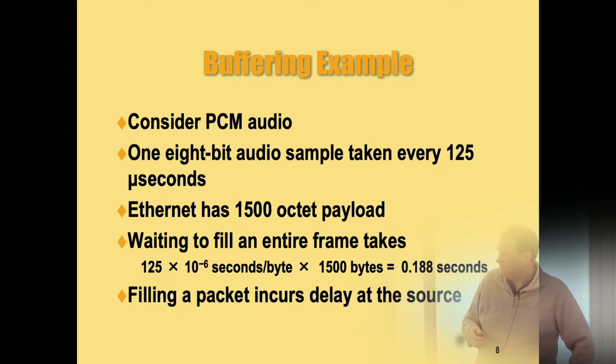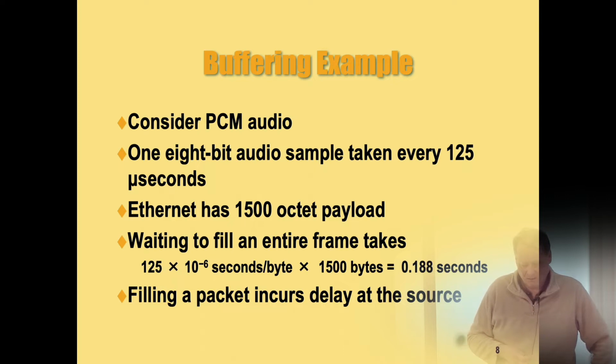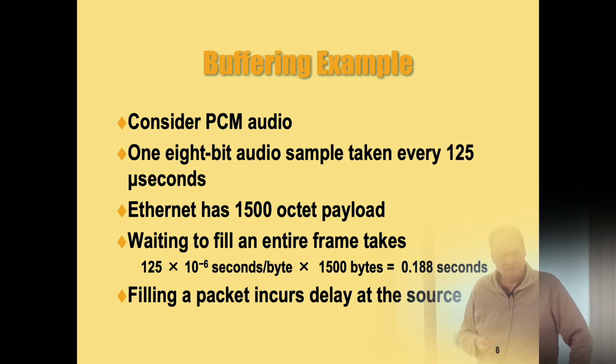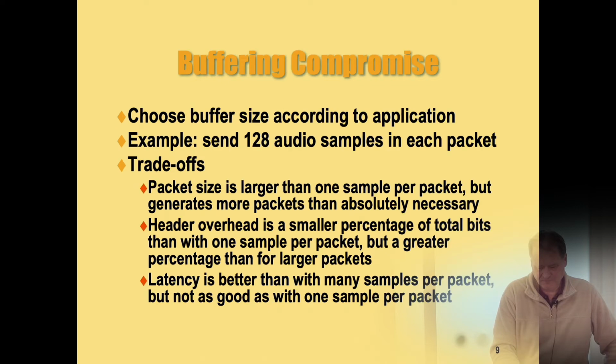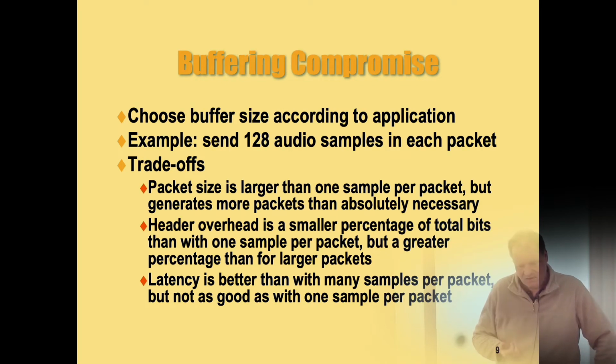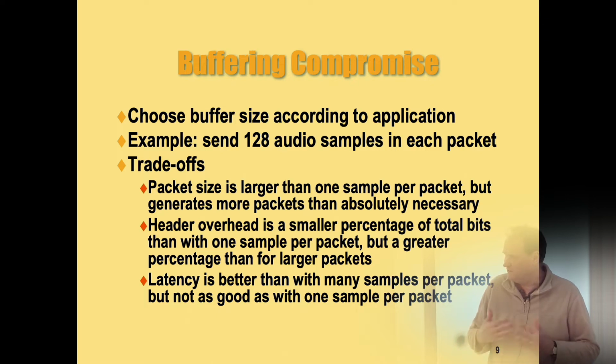If we then wait until we have filled the entire payload, as you see, it will take almost 200 milliseconds to do that. And during that time, the client doesn't see anything, and then we'll get 125 packets at one time. So more packets with smaller content means that we have more overhead, but on the other hand we have less delay. So the question is, what is the best here?